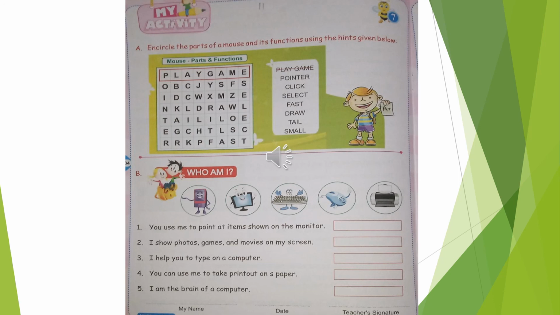Now I'm reading the questions. First, you use me to point at items shown on the monitor. Second, I show photos, games and movies on my screen. Third, I help you to type on a computer. Fourth, you can use me to take a printout on paper. Fifth, I am the brain of a computer. Come to the next page.